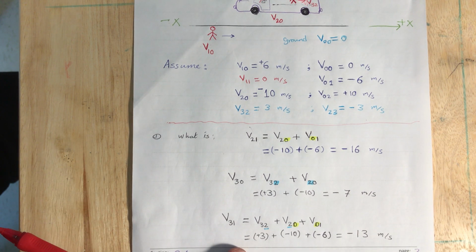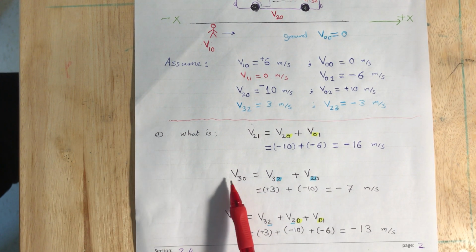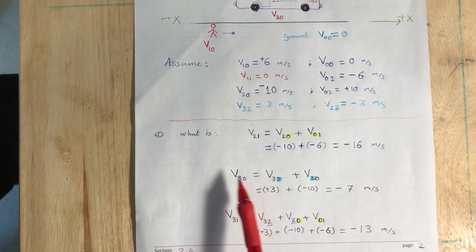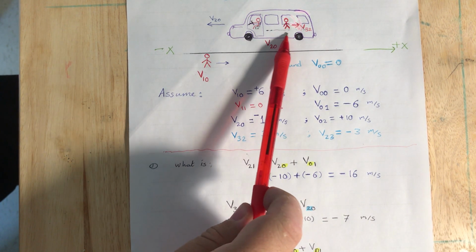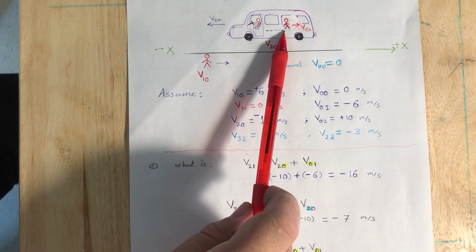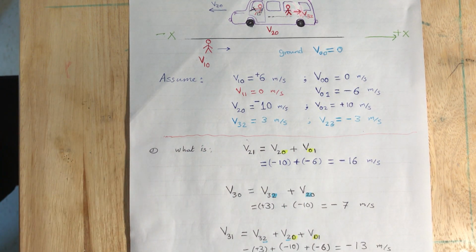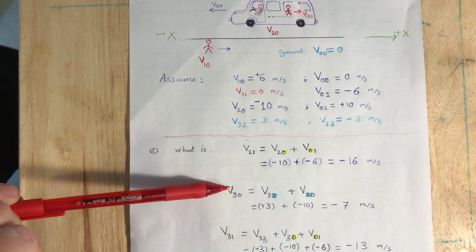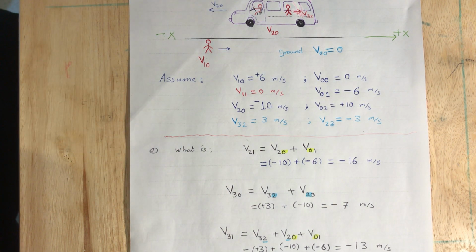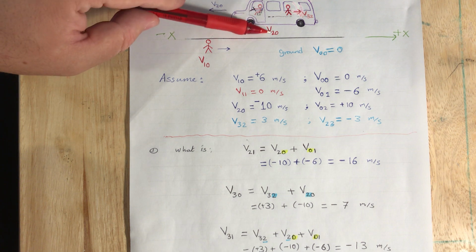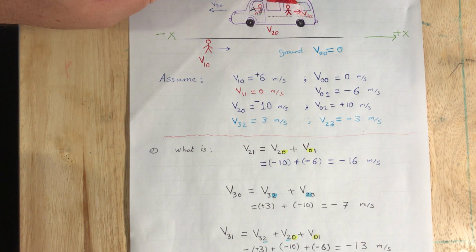Let us look at another example. I need V3 0. 3 is the person who is moving inside the bus. I need his velocity with respect to 0, which is the ground. I don't know it directly, so I need to jump between the known references. V3 is known with respect to 2, the bus, and V bus is known with respect to ground. So I can move in this way.